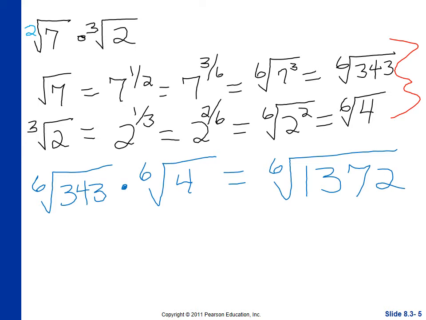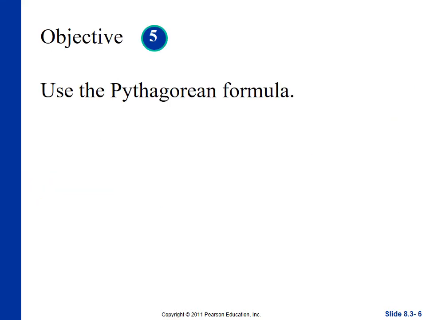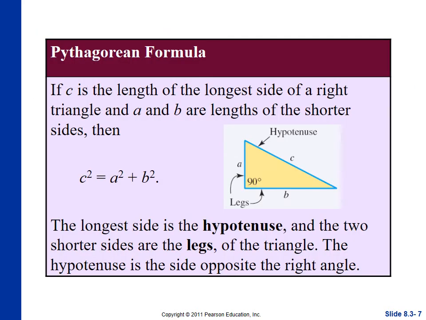Anyway, let's talk about the Pythagorean formula. We've known this for a while, right? A squared plus b squared equals c squared. If you square one leg plus the square of the other leg, it's equal to the square of the hypotenuse.